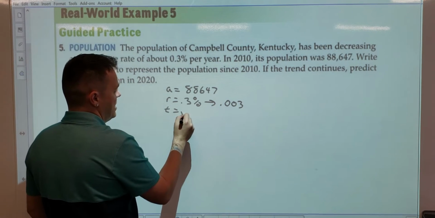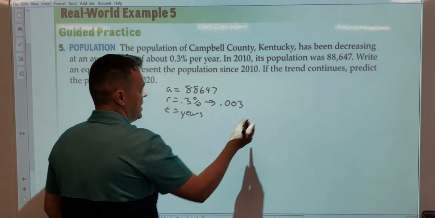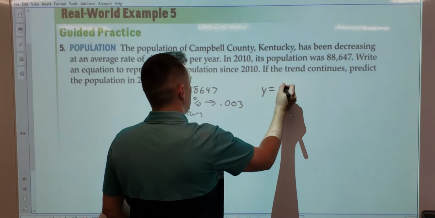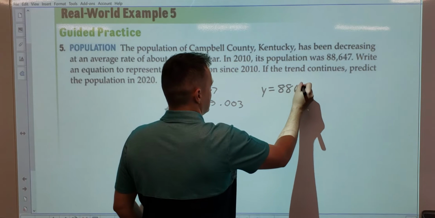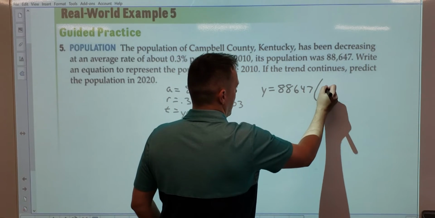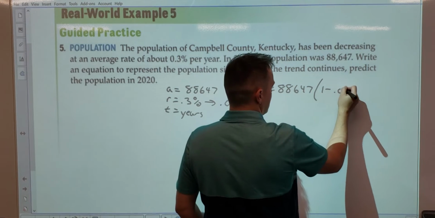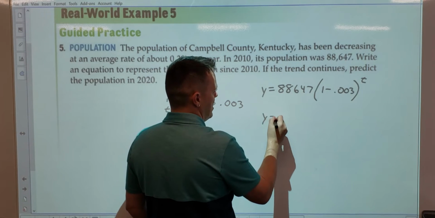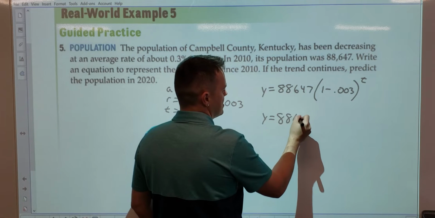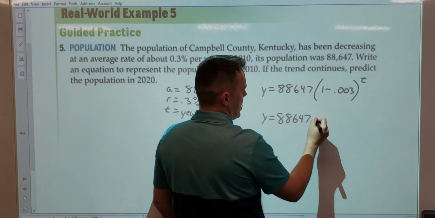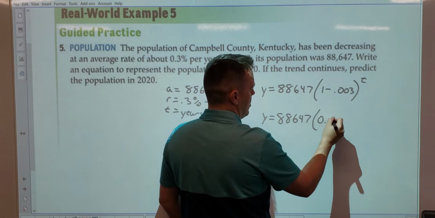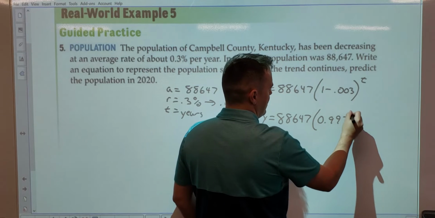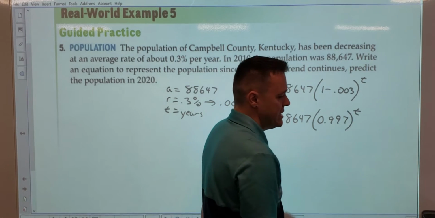And then my time is in years. So my formula is going to be y equals 88,647 times 1 minus 0.003 to the t. And I can do that in my head: if I subtract that, I know I'd get 0.997 to the power of t.